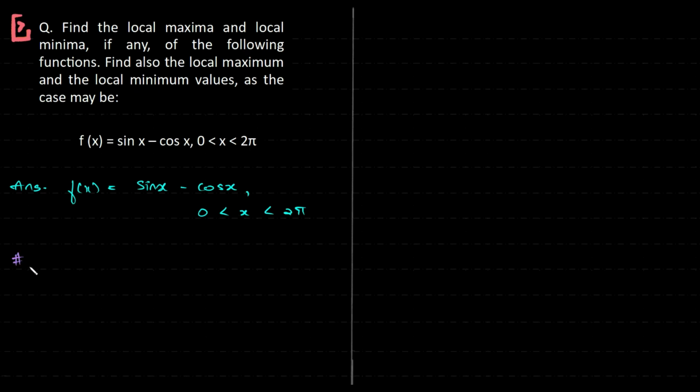So basically, step first would be to differentiate f of x. So f prime of x would be cos of x plus sine of x.